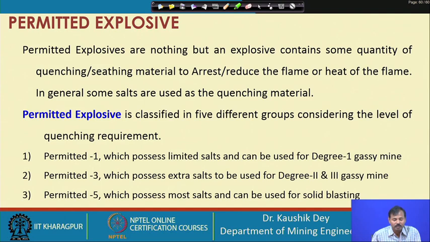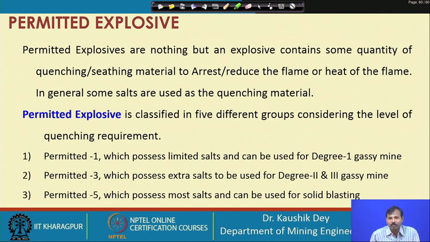The permitted 1, which possesses limited salts, basically salts are the common material which is used as a quenching or sheathing material, and can be used for degree 1 gassy mines. That means, degree 1 gassiness, let us discuss something about the gassiness here. Degree 1 gassy mines are basically where the release of methane or hydrocarbonous gases is less than 1 meter cube per ton of excavation of the coal. If the release of that gas is between 1 to 10, it is called degree 2. If it is more than 10, it is called degree 3 mines.